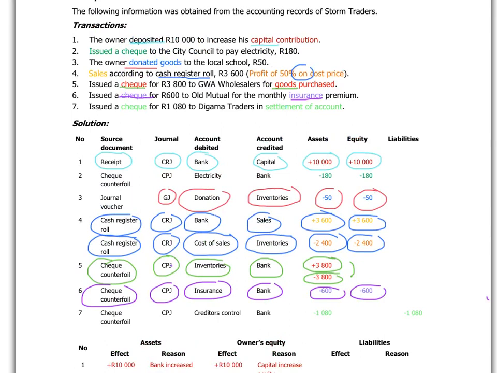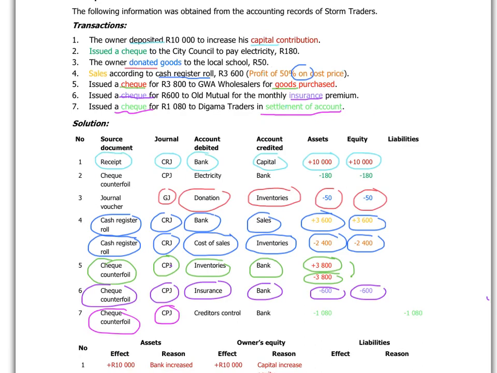If we look at the last transaction, we see that a check was issued for 1080. So if we pay by check, the one entry will be in the bank. We issued a check to the Gama traders in settlement of the account, so it means that we are paying our creditor. So the source document will be a check counterfoil. If we pay out money, it's recorded in the cash payments journal.